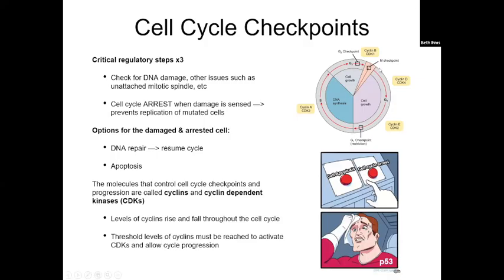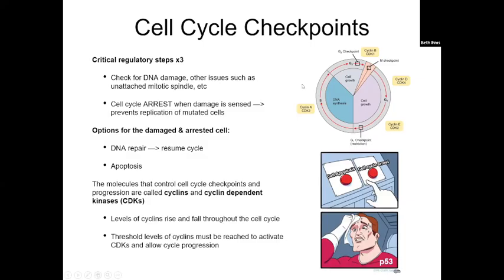So if we do find one of those things, we stop the cell cycle, we arrest it, and that prevents replication of cells that are mutated. So if you're a damaged cell and you are caught here holding dirty DNA at one of the cell checkpoints, you have two options. You can undergo repair, you can get right with the host, and then you can resume the cell cycle and go about your business. If you can't repair, you're undergoing apoptosis. So these are the control mechanisms.